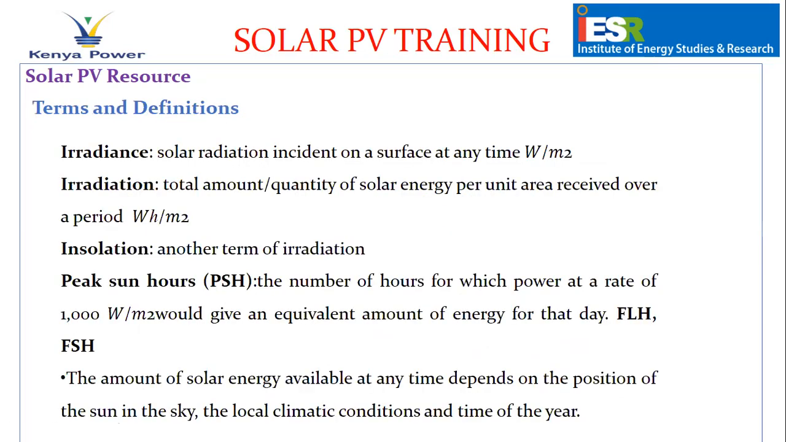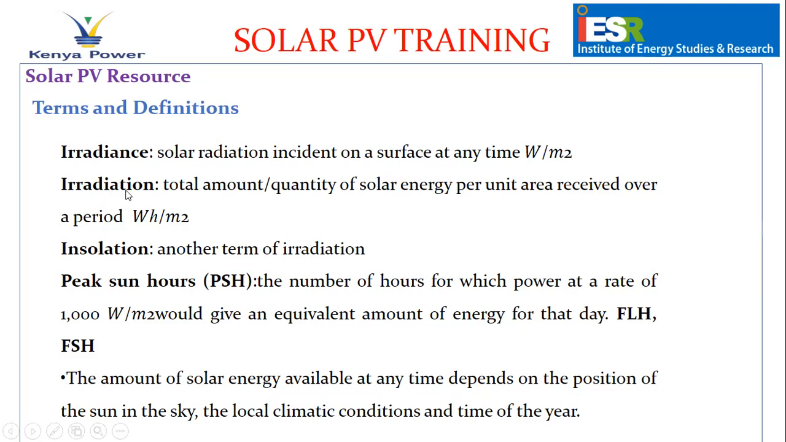Now, if you look at irradiance here, it would be the solar radiation incident on a given surface area at any given point in time, quantified in watts per square meter. And then the irradiation would be the total amount, also referred to as the quantity of solar energy obtained over a given unit area over a period of time. So this one would be watt hours per square meter.